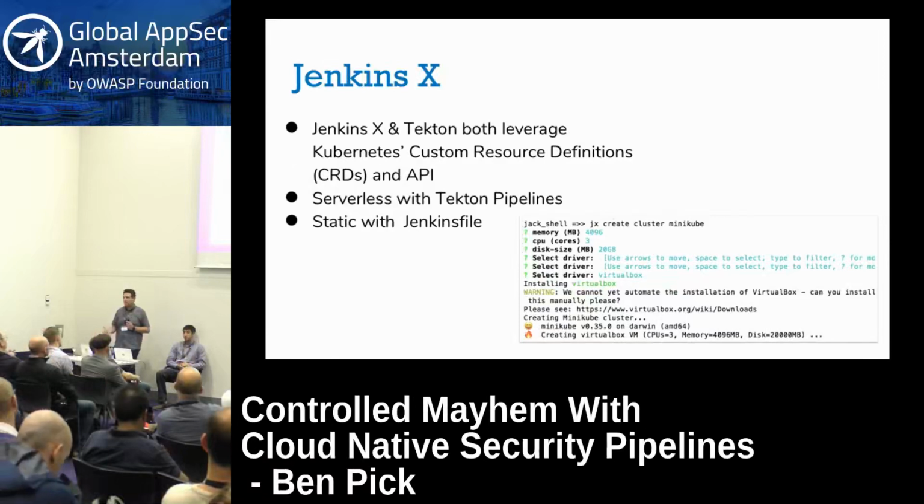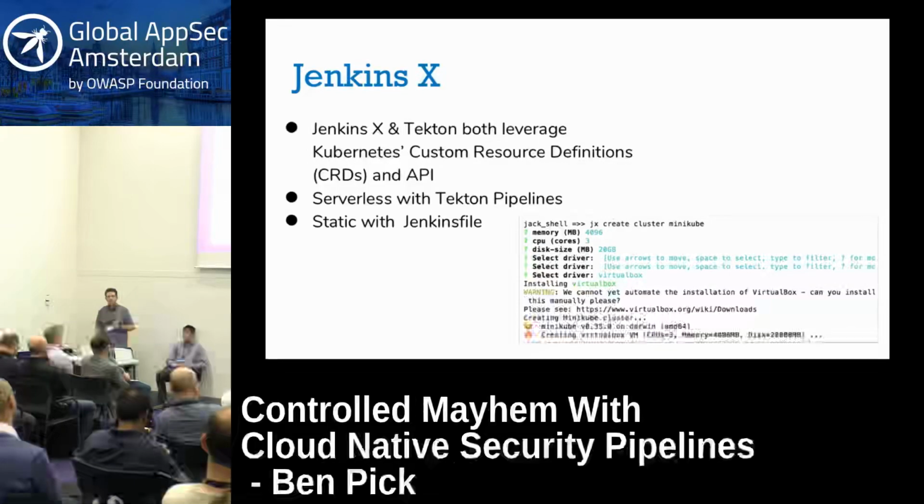So whereas Spinnaker introduces its own APIs, Jenkins X actually uses Kubernetes to do a lot of its API back-end stuff. So building pipelines, running tests, and stuff like that, there are all Kubernetes CRDs to represent those things. And you can also do things with Jenkinsfiles as well. So there's essentially the serverless mode, and then there's static mode as well, where you can use Jenkinsfiles.